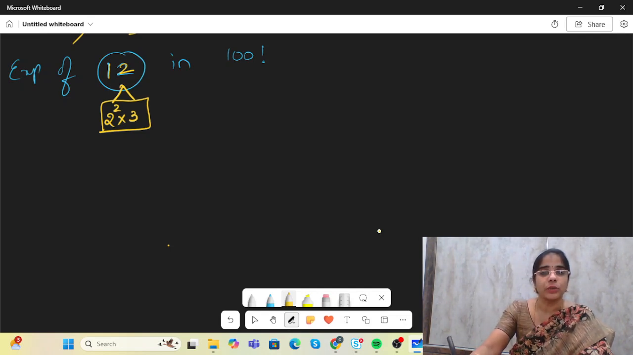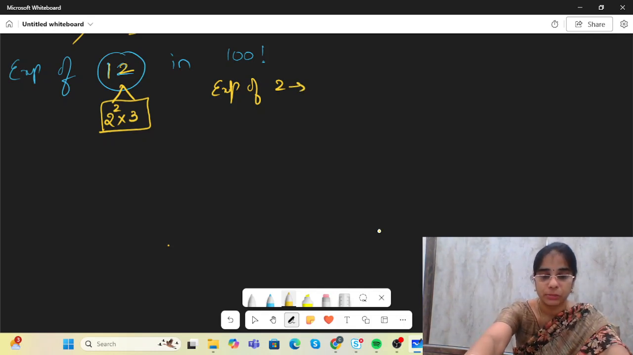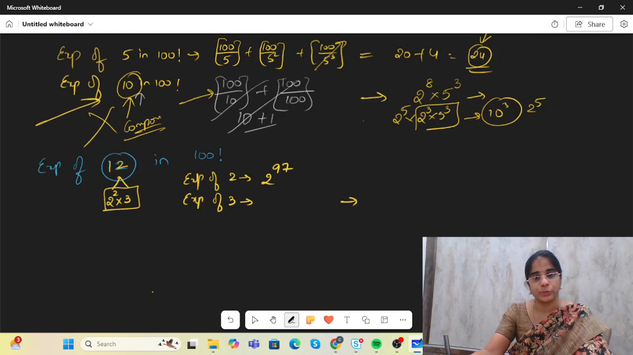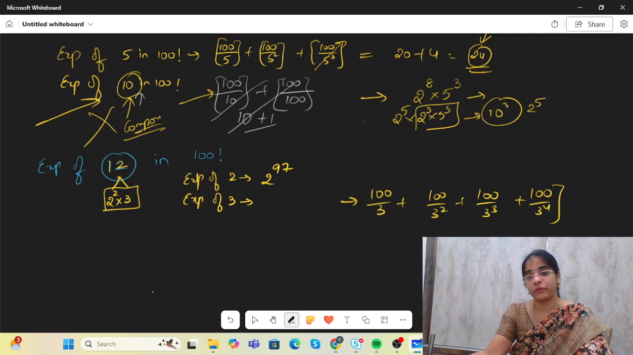For 2, now I have to start with the exponent of 2. For the exponent of 2, as we calculated in the earlier case, adding all those 50 plus 25 and so on, we got 2 to the power 97. For the exponent of 3, what do we get? Let us check. For the exponent of 3, it is 100 by 3 plus 100 by 3 square plus 100 by 3 cube plus 100 by 3 to the power 4. That will be enough, I guess.